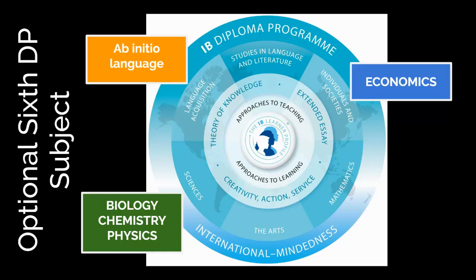Students who are not artistically inclined have a few more options, including taking an ab initio language, economics, or an additional science course for that 6th subject place.